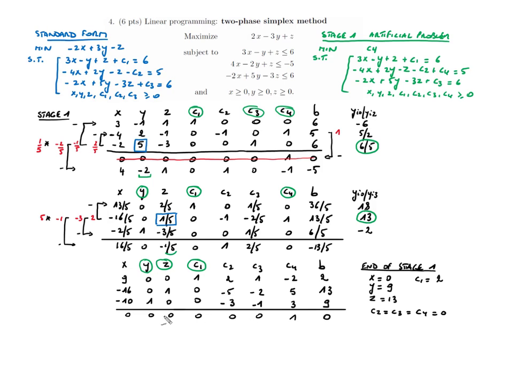We have this typical last line in which we recognize the costs, right? And we see indeed that the cost is equal to 0, and C4 is no longer a basic variable, so it is set to 0. This is the end of stage 1. We have 3 basic variables, y, z, and c1. This is why x is equal to 0. You can read the value of y in the tableau, z is 13, and c1 is equal to 2, and all other variables are equal to 0.